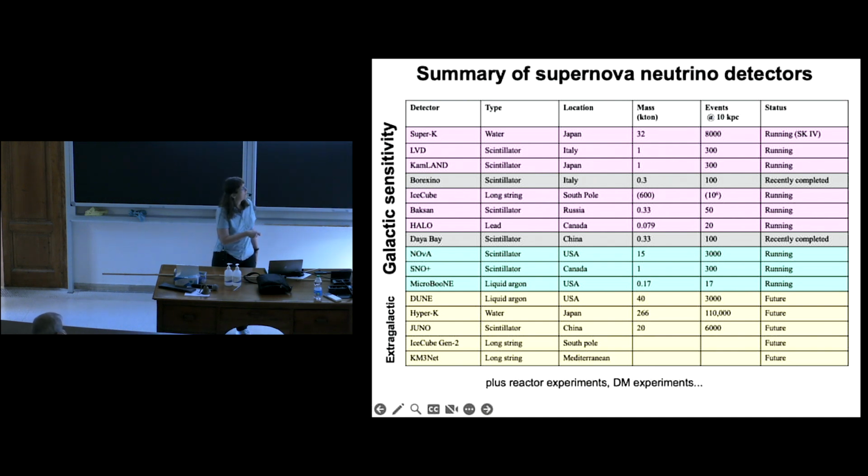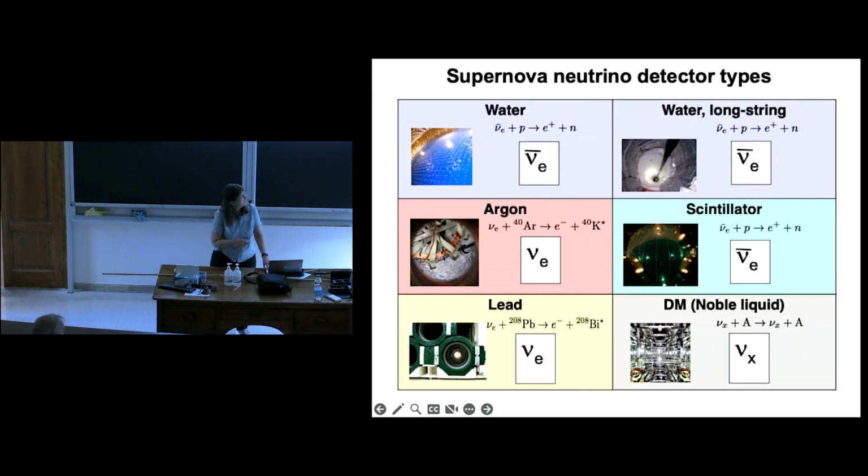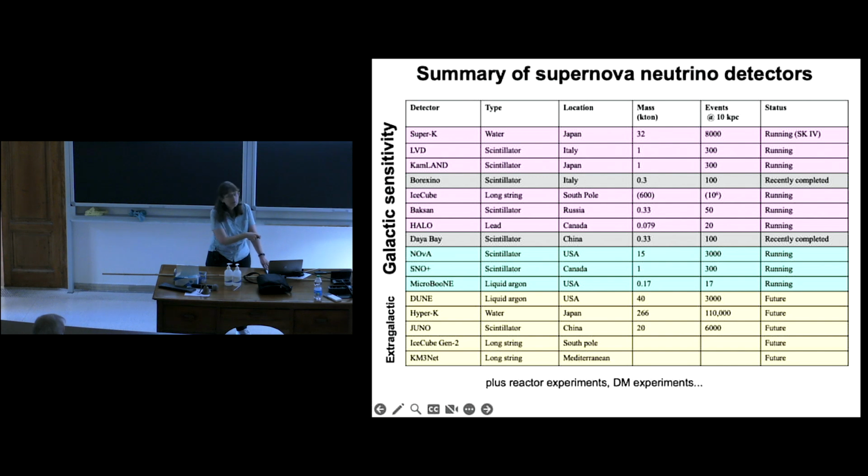You don't need to look at all the fine-grained detail of this, but just to get the idea, this is the number of events that you expect at 10 kiloparsec, the number of neutrino interactions you would see in the detector. The ones that are grayed out have recently completed, the ones that are green have recently started running, and the yellow ones are future ones, including some like Hyper-K, which will have extragalactic sensitivity. And there's more here. For example, large-scale near-future dark matter experiments will have sensitivity as well.